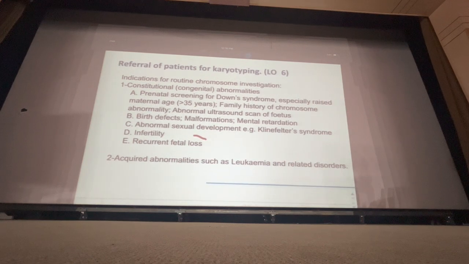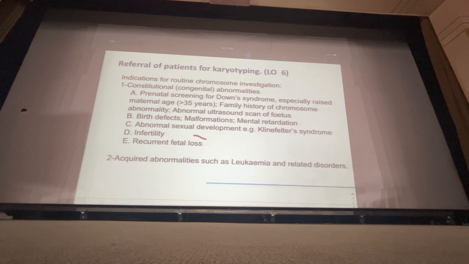Referral of patients for karyotyping. How and when do you send a patient for this procedure, karyotyping? First, if there are congenital or constitutional abnormalities, for example you have a baby and you want to see whether he has Down syndrome or not, to be sure you can send for it. This occurs in the following cases.